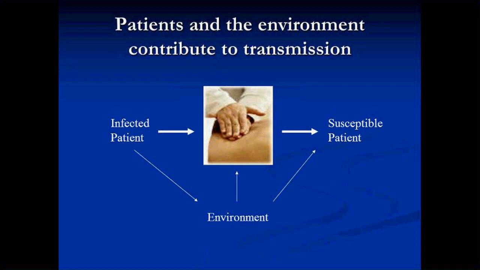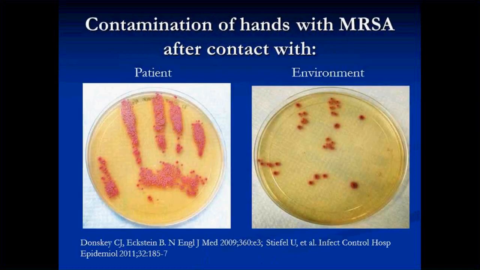The other main route of transmission, however, and probably the main route of transmission, is healthcare personnel. So we are the primary vector, and primarily our hands serve as a vector for transmission. And we can pick up pathogens either by touching patients directly or by touching environmental surfaces. This is just one illustration of that. This is contamination of hands with MRSA after contact with a patient, and then with the same patient's environment, and the environment in this case is the patient's bed rail.